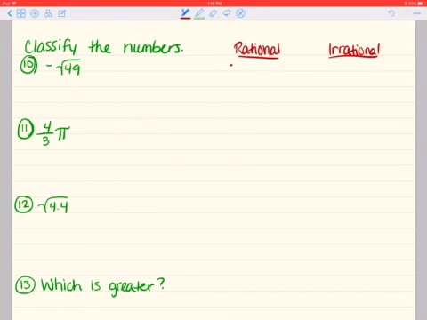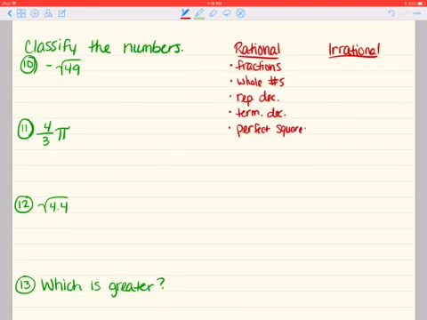So rational numbers would be fractions. They would be whole numbers. They would be repeating decimals, terminating decimals, so decimals that stop, and then perfect squares. Okay, all that boils down to is those all can be written as fractions, and that's what it means to be rational.